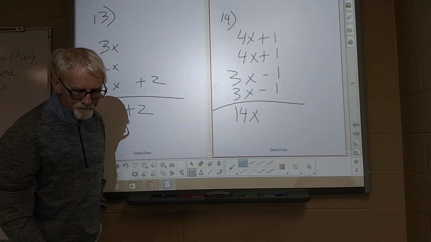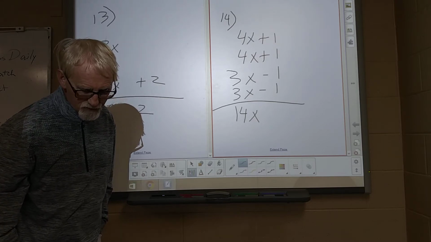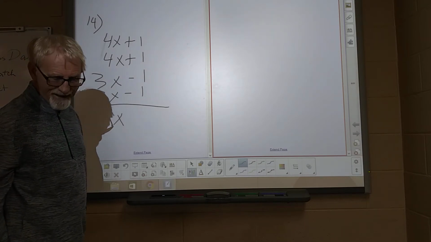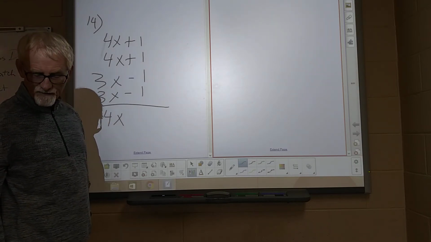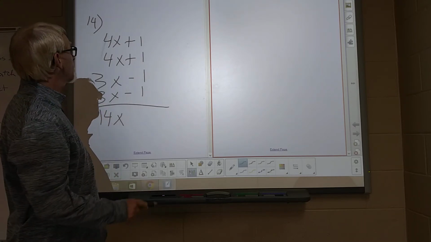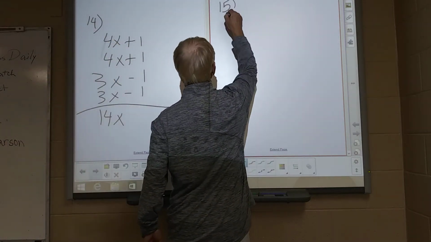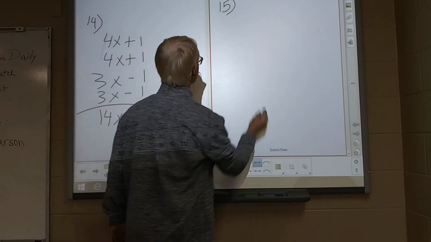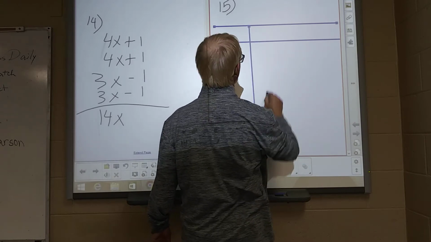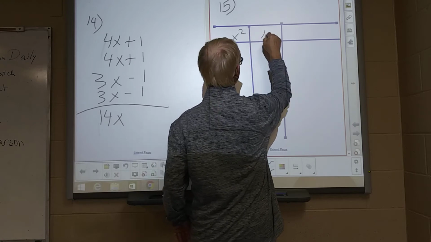Let's look at find each difference using the horizontal form and the vertical form. Again, we're only going to use the vertical form. This is what I wanted you to see here: what happens when you have a negative in between the parentheses. So we have x squared, x, and the numbers. This is number 15, and we'll make our lines here.